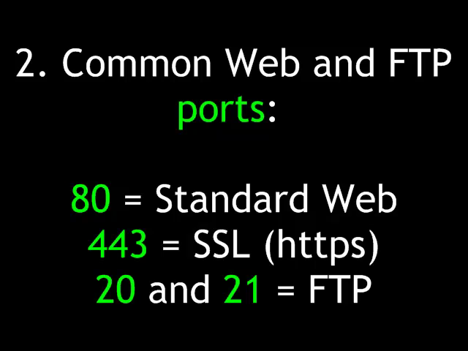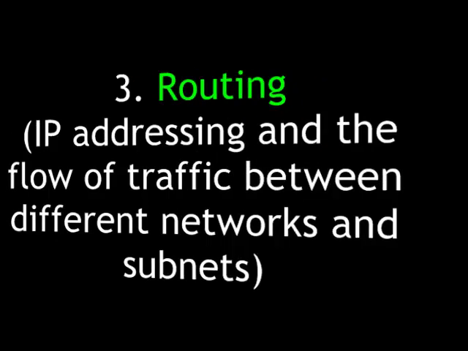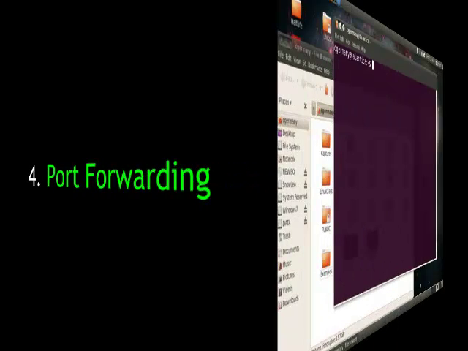80 for standard web pages, 443 for secure sockets layer or HTTPS, in other words, secure encrypted HTML traffic such as through a shopping cart, and ports 20 and 21 for the file transfer protocol or an FTP server. 3. Routing. IP addressing and the flow of traffic between different networks and subnets. And finally, fourth, port forwarding, which is the redirection of web traffic towards certain IP addresses according to the ports and protocols being used by that traffic.